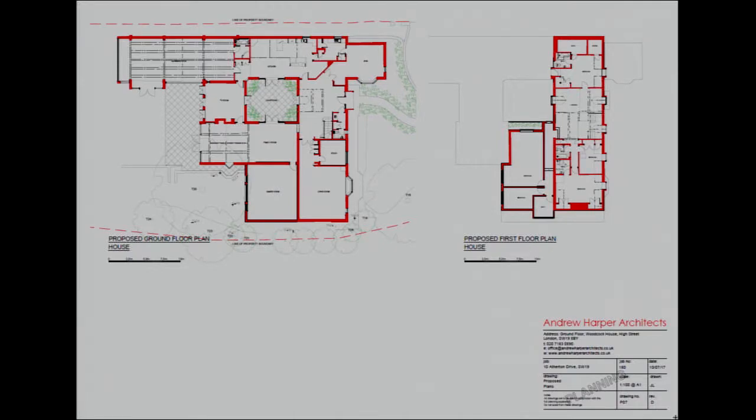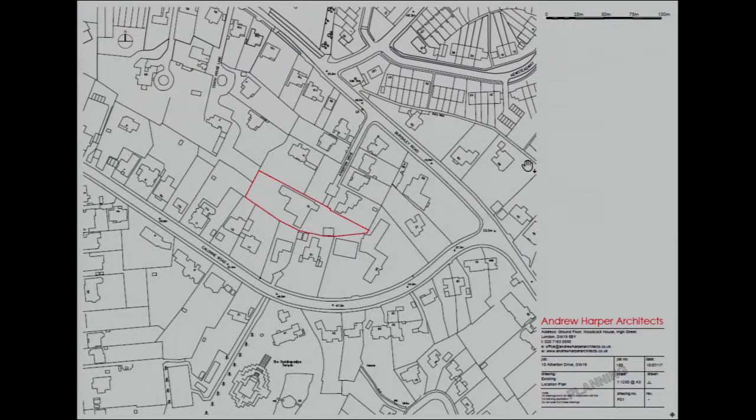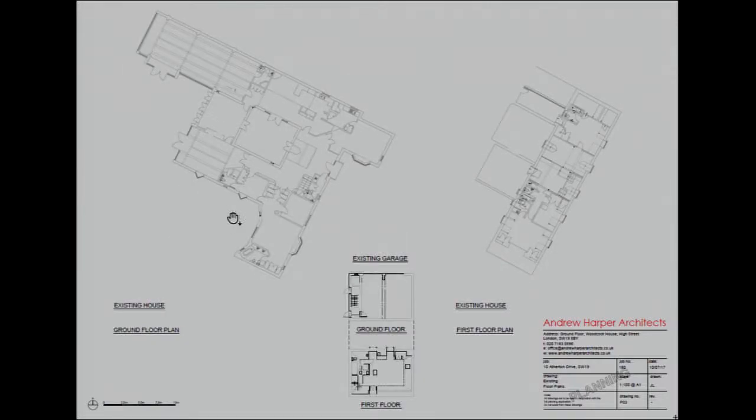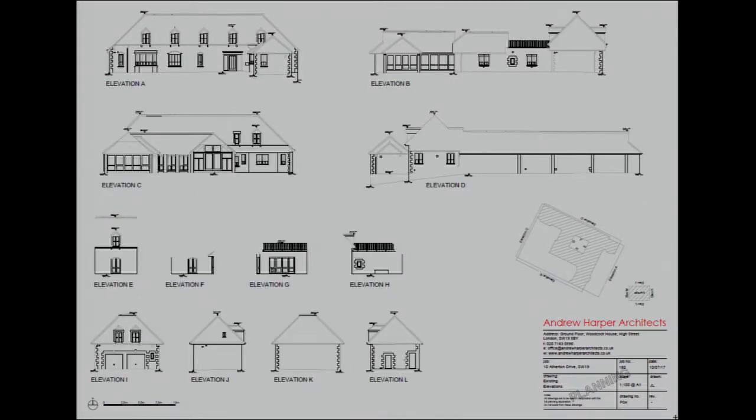So talking you through the plans, the actual extension is here. That's the ground floor plan. And at first floor is this here. This is the existing plan. So the extension is coming in here off this elevation where it's dark black, coming out here. Again, existing floor plans, existing elevations. So in terms of where it's going, it's coming out here.